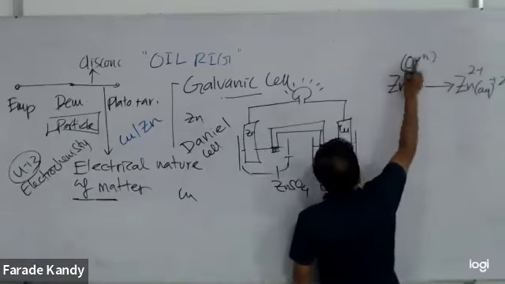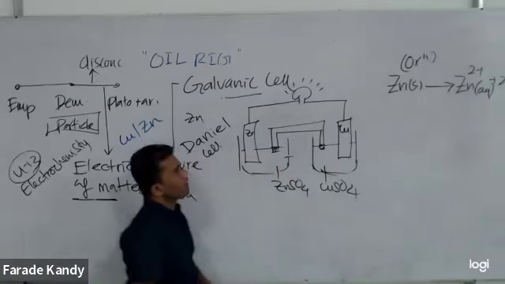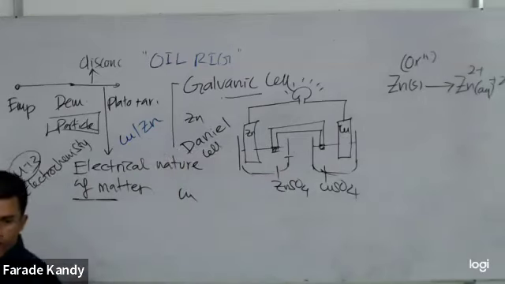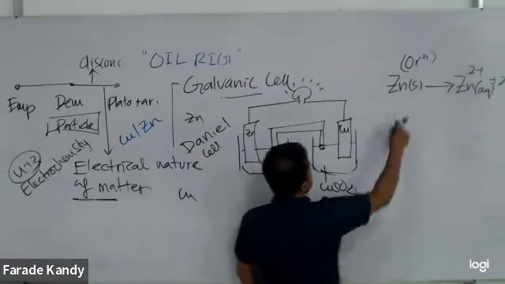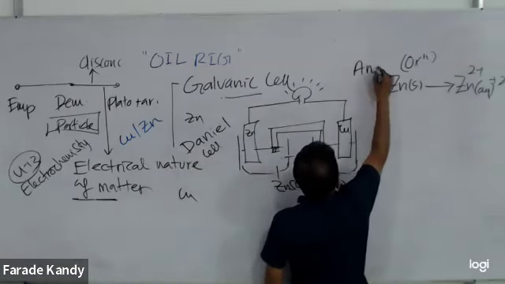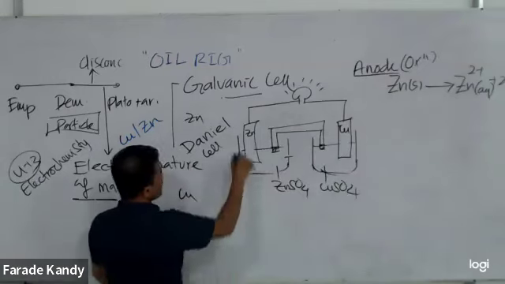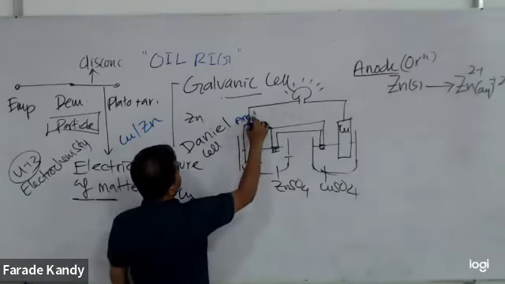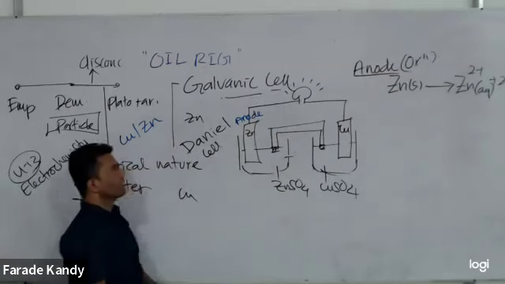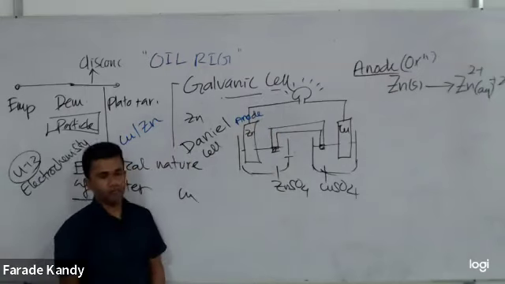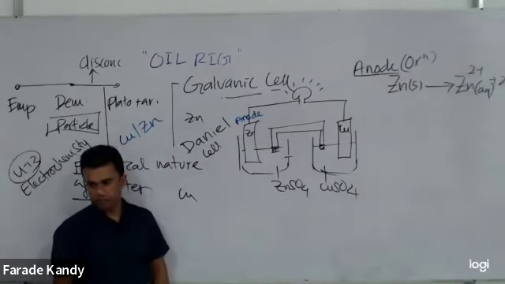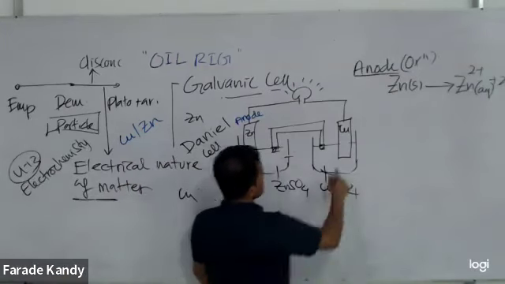Then what is this? I mean, anode or cathode? In the previous case, where did you find oxidation? Anode or cathode? Anode. Here also, we get oxidation at the zinc electrode. Then I identify that one as anode. Zinc electrode is the anode. You know, it's a cell. If it is a cell, there should be two compartments. One is the anodic compartment, the other one the cathodic compartment. So here zinc is anode, this one is cathode.